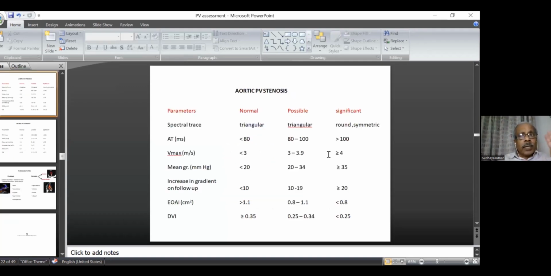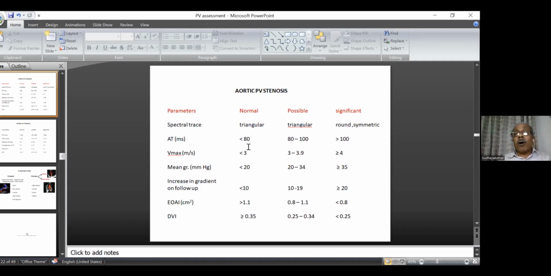Now I'll take two slides on stenosis of the prosthetic valves, because I don't have much time to discuss regurgitation and other things. That is relatively simple. The basic aspect in teaching is that certain things we'll teach, the rest you should read. For aortic valve prostheses, there are normal, possible, and significant categories. I'll take normal and significant; in between will be possible. So forget about that.